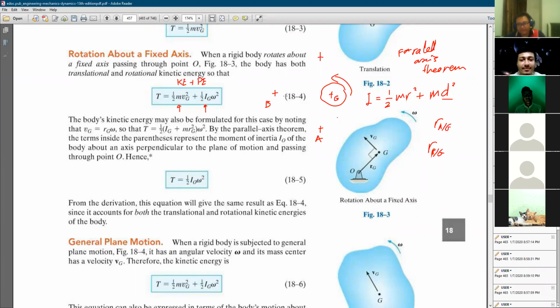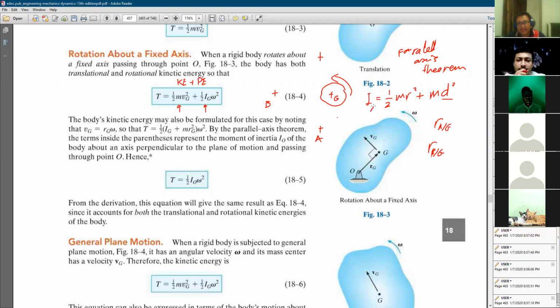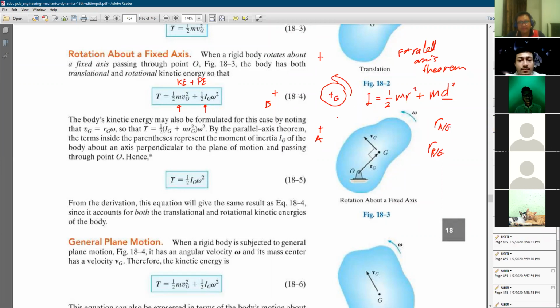Of course, before I forget, if the point of rotation is at A, then it becomes IA. But if the point of rotation here is B, then it becomes IB. If here is our point O and this body is orbiting this point O, then this becomes IO. Okay, that's all.